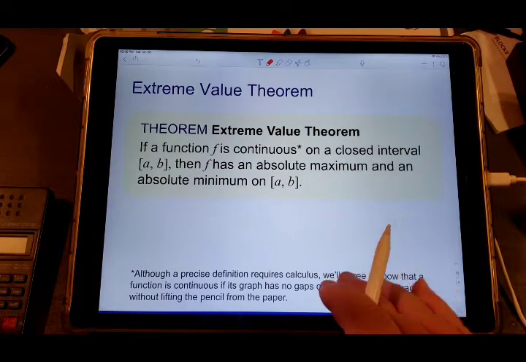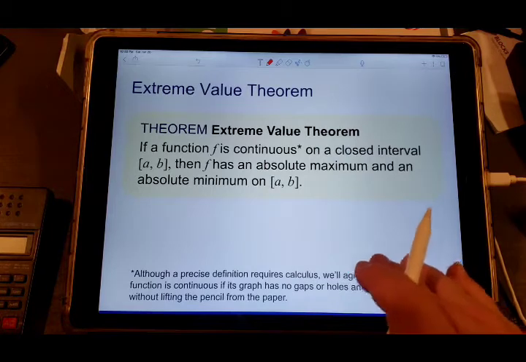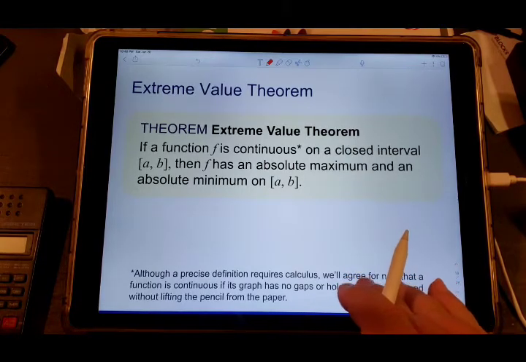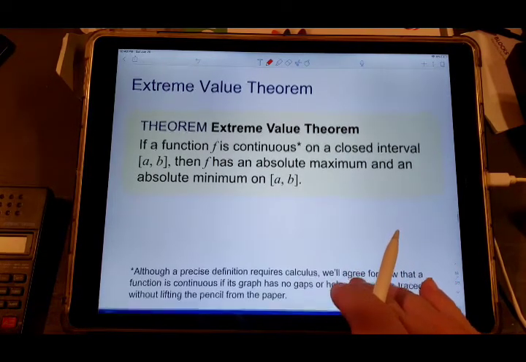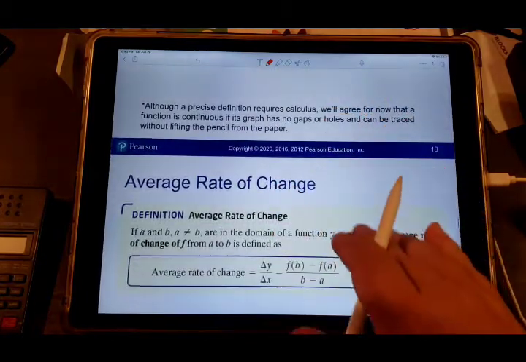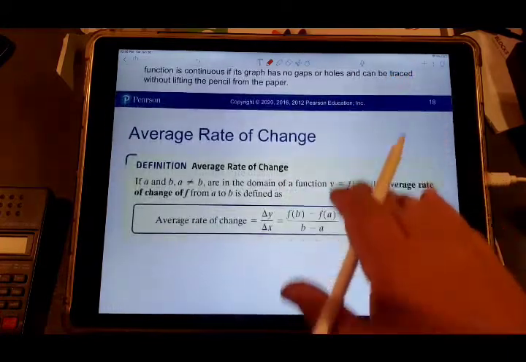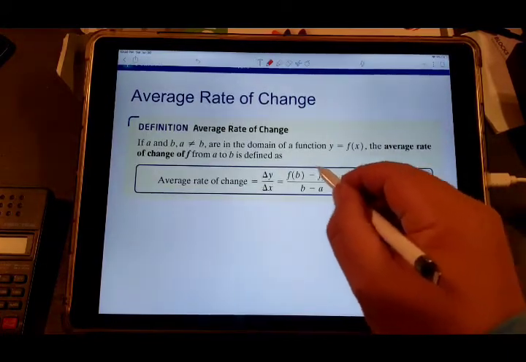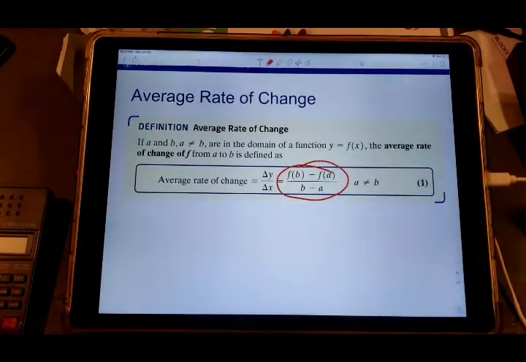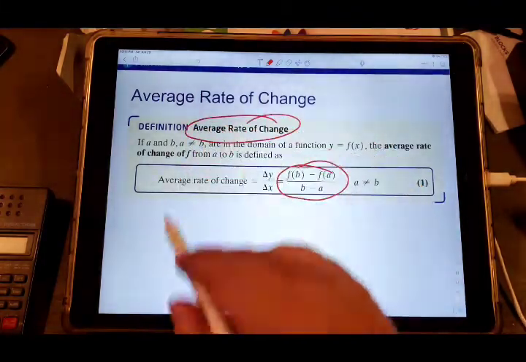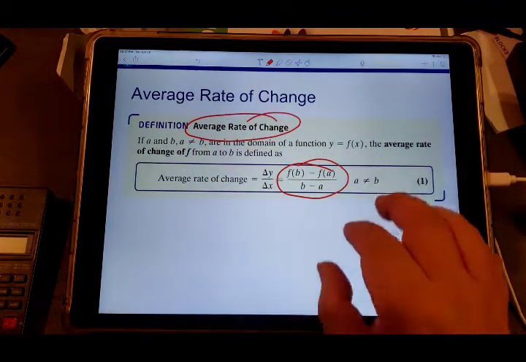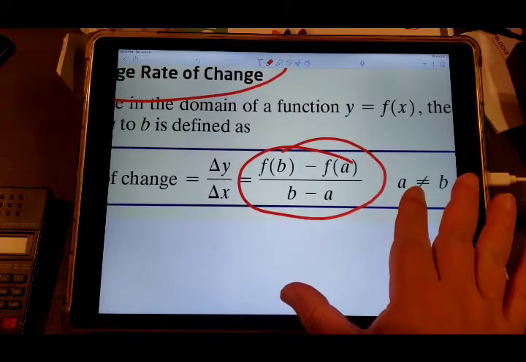The extreme value theorem, very important rule in calculus. It's not really much we're going to do with it here, but just pause on that. But let's look at this formula. Again, it's a formula you're going to need to know, and by name: average rate of change formula. Zoom in on that.